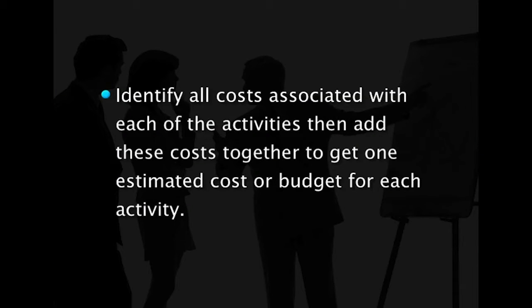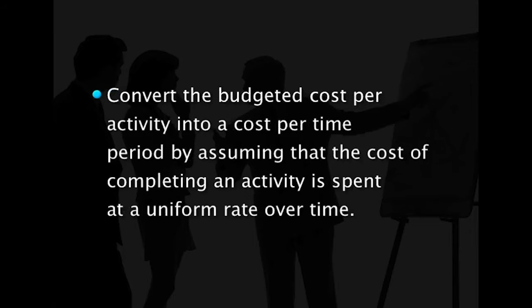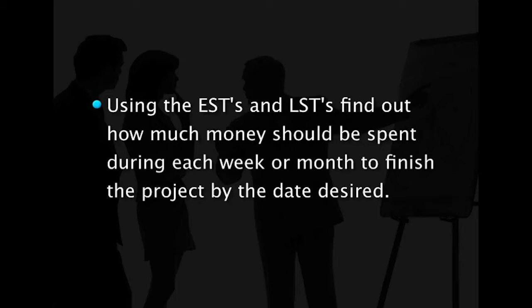The approach in this process involves determining the cost per week or month for each activity. Three basic steps are followed for this process. First, identify all costs associated with each of the activities, then add these costs together to get one estimated cost or budget for each activity. Second, convert the budgeted cost per activity into a cost per time period by assuming that the cost of completing an activity is spent at a uniform rate over time. Third, using the ESTs and LSTs, find out how much money should be spent during each week or month to finish the project by the date desired.